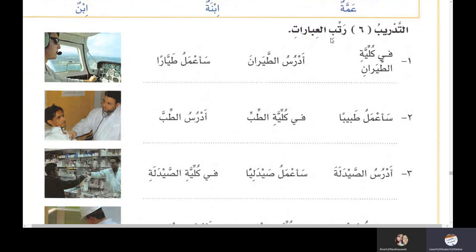Did you understand the question? Ratti mean arrange. Ibarat, phrases. Ratti bil ibarat, arrange the phrases, okay? So now you have three phrases. You would need to make a sentence with the help of these three. So the first one is Adrusu Toyarona, and then Ikuliati Toyaroni, and then Saamalu Toyaron. Like that. Next.